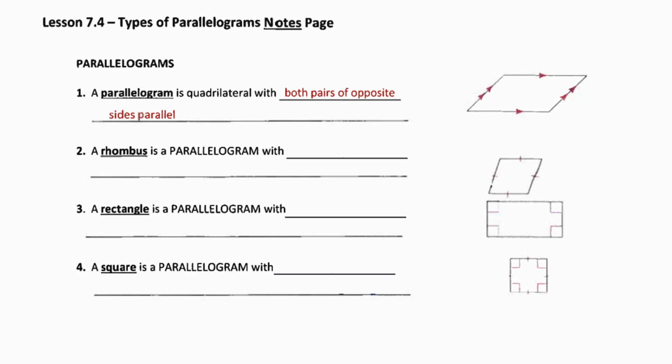The first one is known as a rhombus, which has 4 congruent sides. So all 4 sides will be the same length. The next is a rectangle, which is a parallelogram with all 4 right angles, or all 4 angles congruent. So our rhombus is our equilateral parallelogram. The rectangle is our equiangular parallelogram. And then the square is both. It has 4 congruent sides and 4 right angles. So it is a regular polygon.